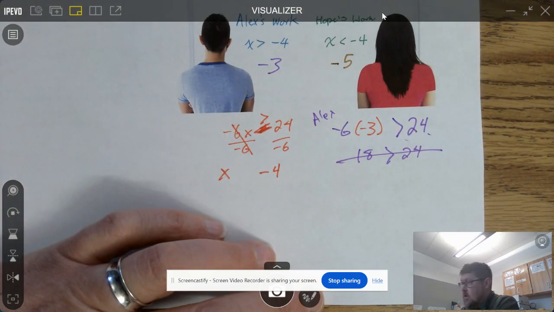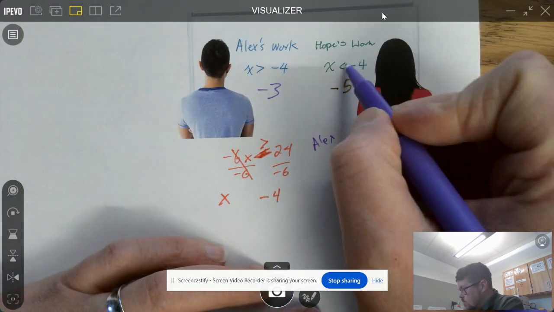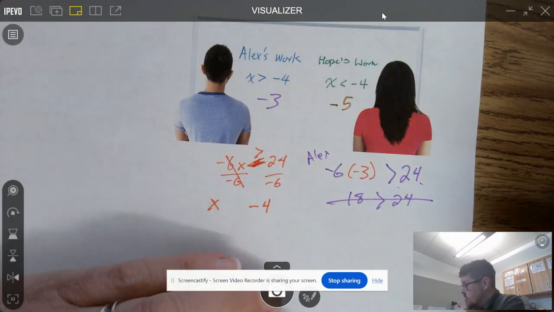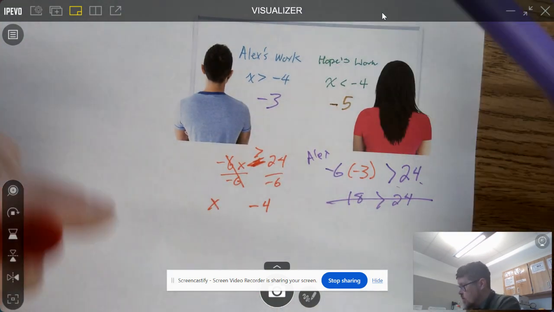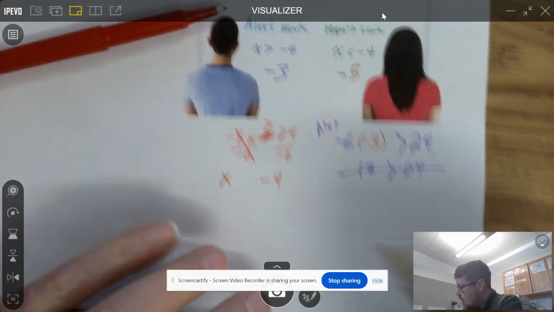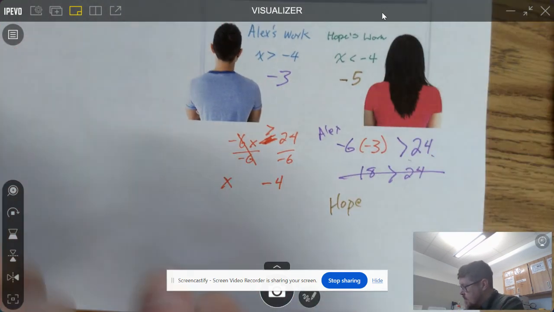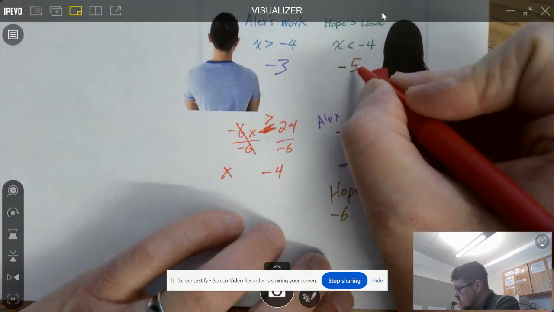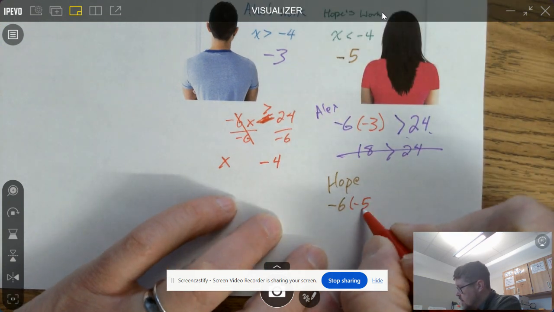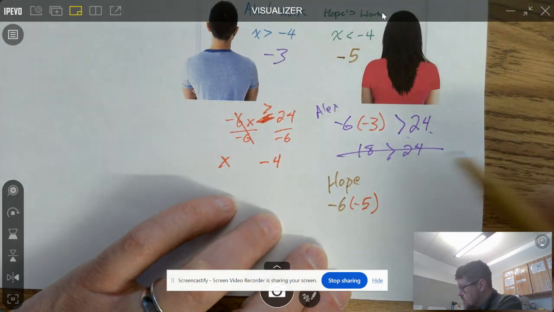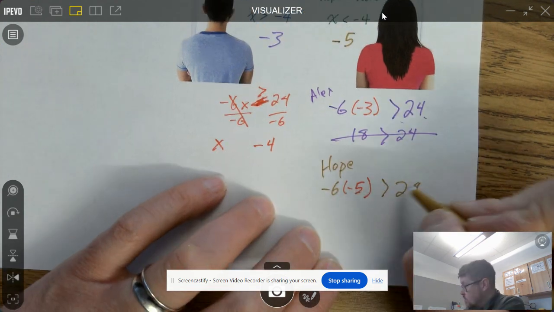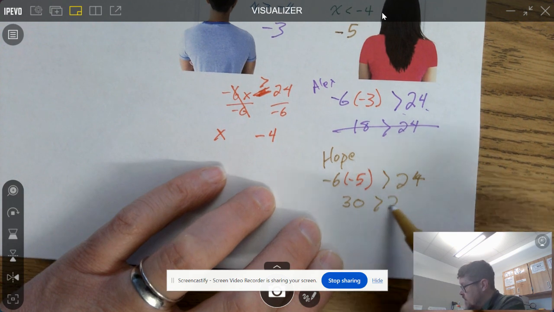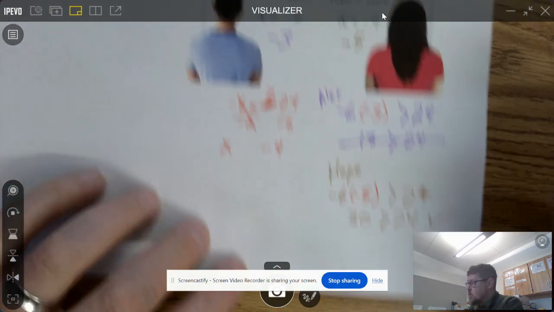Then we'll take a look at Hope's work. What she did is she just took this inequality sign and flipped it around. So we're going to do that and plug it in. I use gold for Hope. We've got negative 6, and then we're going to plug negative 5 in here. We're just plugging back into the original equation. So negative 6 times negative 5 is a positive 30, which is greater than 24. So it looks like Hope's work is correct.